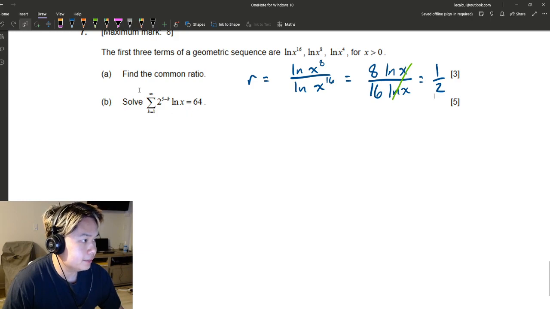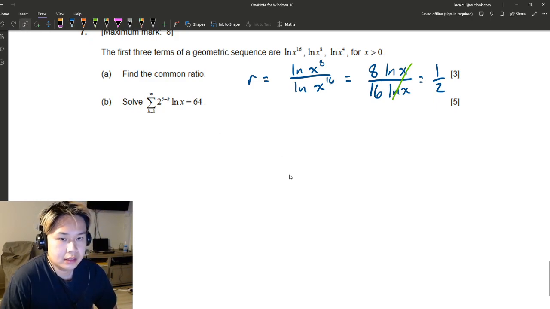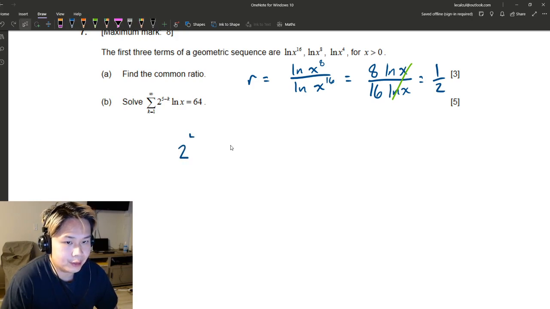Then we're gonna solve this. I don't know if you guys can see it, but this is an infinite sum. There's infinity up here. Let's just write this out, because a lot of people apparently have trouble with sigma notation. We're gonna start with k equals 1. So I plug in 1 for k. So what do I get? I get 2 to the power of 4 times natural log x. So that's my first term.